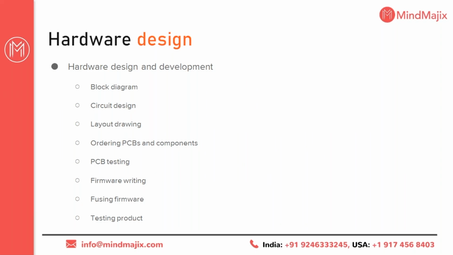Now, let's look at the hardware product development life cycle. It typically involves developing a block diagram and circuit design, schematic capture, and layout drawing, then ordering the PCBs and components, and then populating the PCB, then PCB testing, writing firmware, loading the firmware into the microcontroller, and testing the product. This is the usual hardware product engineering. In that, hardware design primarily happens at the block diagram and circuit design stage.